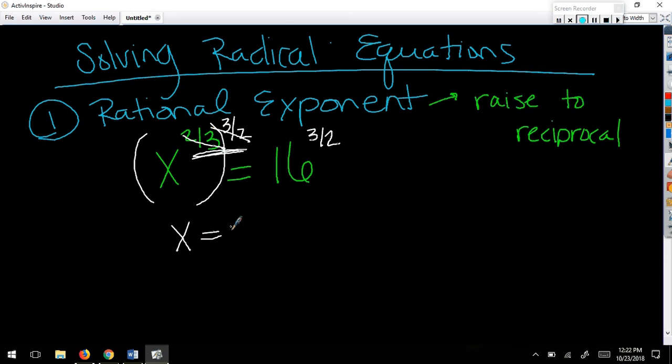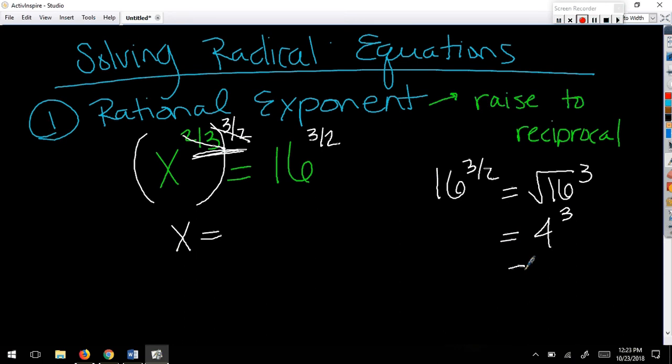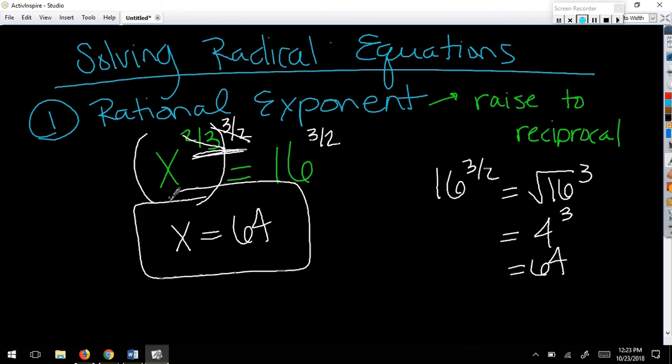Now I have 16 to the 3 halves. So think about that. If I change the form, which is what we did at the beginning of this chapter, it becomes what? Square root. What is the square root of 16? 4. What is 4 to the 3rd power? Oh, that's not that hard. Is this all we're doing? Change that to the square root.